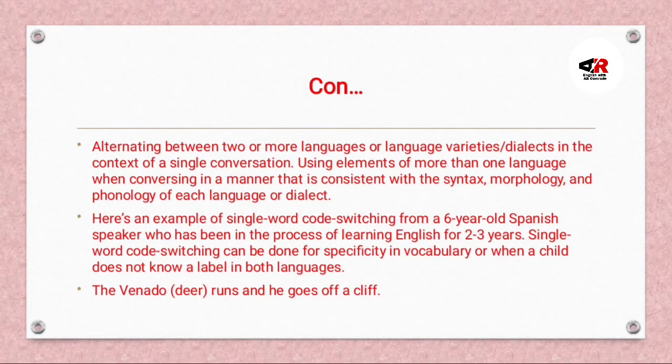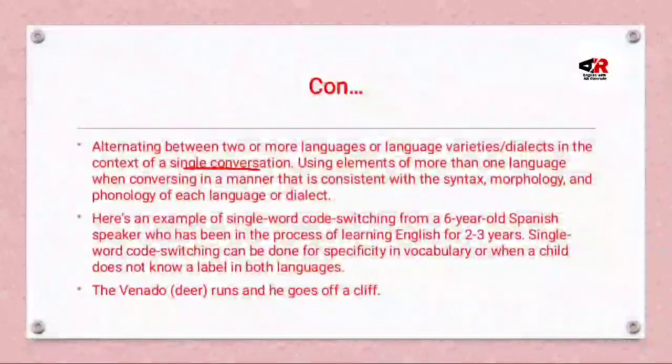Alternating between two or more languages or language varieties, dialects, in the context of a single conversation. So here they have also mentioned single conversation, means it is especially used in conversation. Using elements of more than one language when conversing in a manner that is consistent with the syntax, morphology and phonology of each language or dialect.